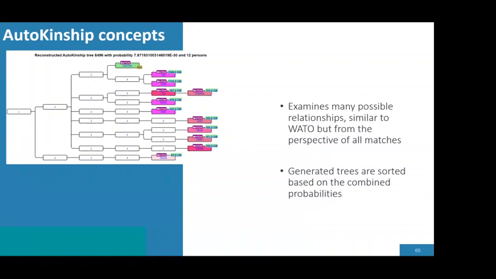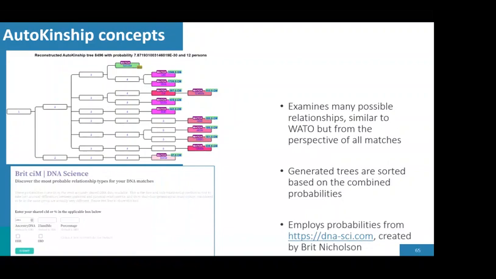It is similar to Wado, but Wado only looks from the perspective of the tested person, which is why it also works for ancestry data. The trees generated by auto kinship are sorted based on their combined probabilities, making it easy to first scan the most compatible trees. Also noteworthy, the probabilities used by our approach are all based on simulations done specifically for each testing company, created by Brit Nicholson.